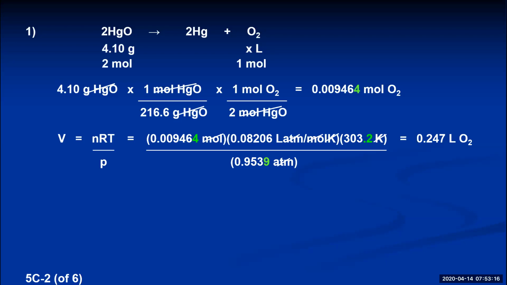Question number 2. Urea is used as a nitrogen source in fertilizers and can be produced commercially from the reaction of ammonia and carbon dioxide given here. Calculate the mass of urea that can be produced if 500 liters of ammonia at 223 degrees Celsius and 90 atmospheres are reacted with 600 liters of carbon dioxide at 223 degrees Celsius and 45 atmospheres.